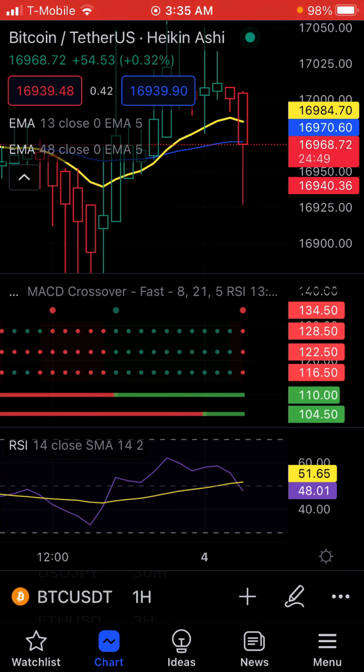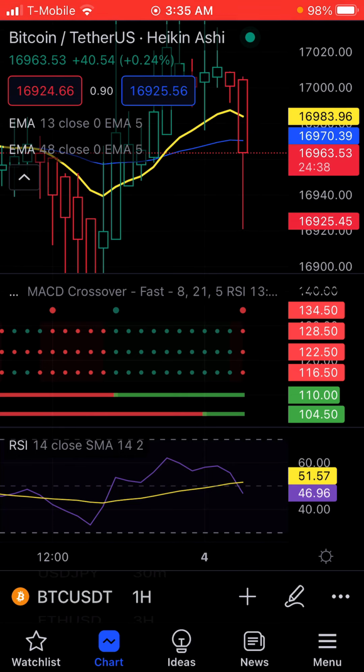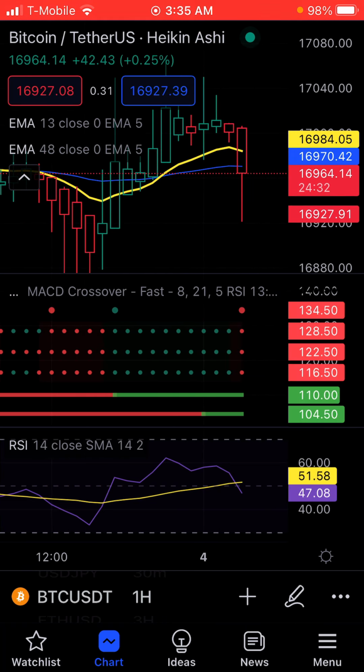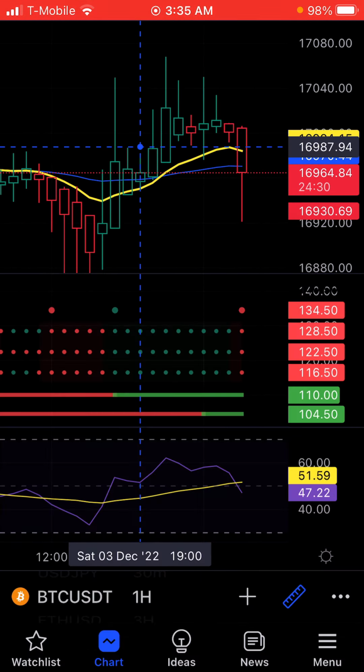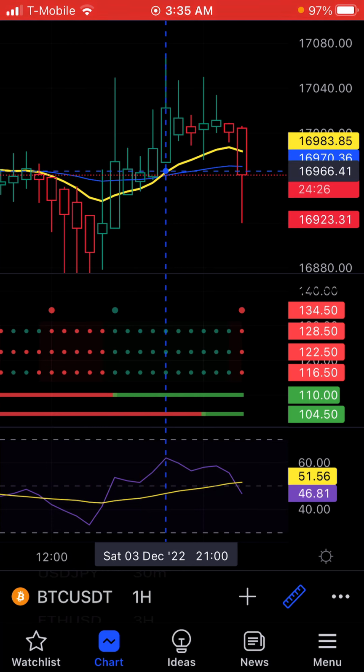It looks like this. It's got all these little indicators, and then you have to have your relative strength index. So the first thing you've got to look for is when the 13 48 is in an uptrend. We'll use what's happened recently with Bitcoin. You notice right here, the 13 48 crossed. The next thing you want to look for is your MACD crossover.